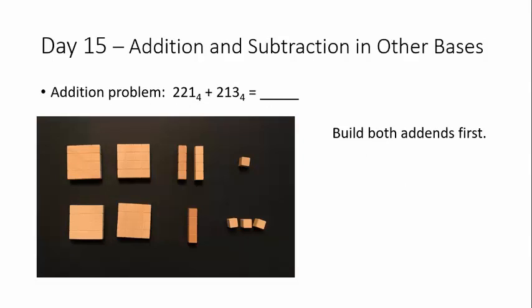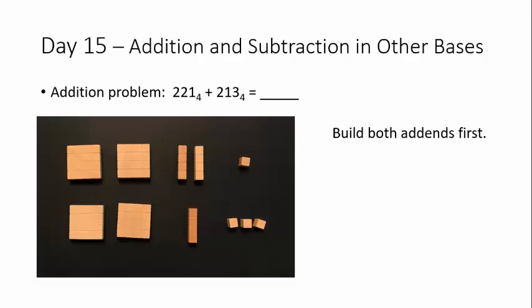Here's another addition problem in base 4. 221 base 4 plus 213 base 4. Build both addends. Notice I have 2 flats, 2 rods, and 1 unit. And I also have 2 flats, 1 rod, and 3 units.